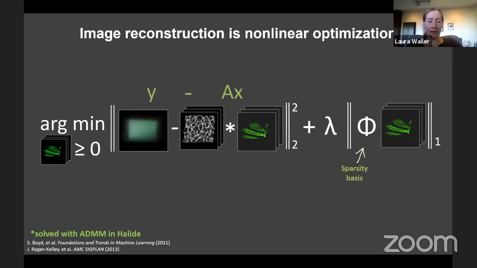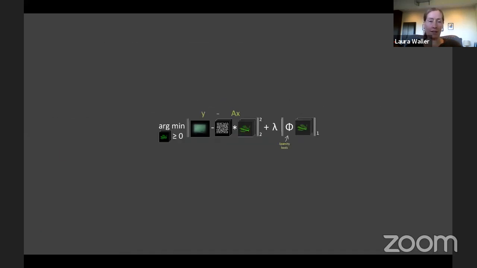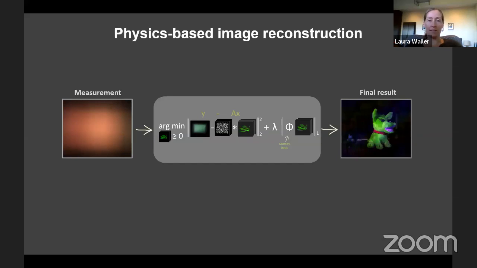So this is a big nonlinear optimization algorithm. As I said, we use ADMM. You can use FISTA, various different approaches, but all of these I think of as physics-based image reconstruction or model-based image reconstruction, because you're using the physics of the known A matrix to define the inverse problem and solve this optimization.